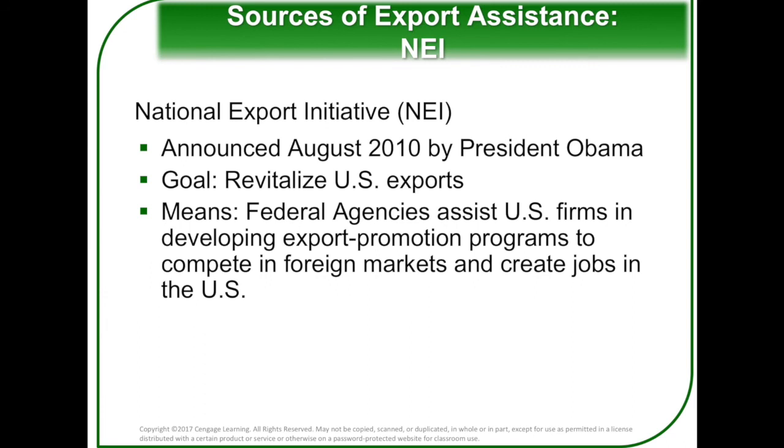National Export Initiative is called NEI. This was started up in 2010, announced by President Obama. What was his goal? Trying to revive U.S. exports. This, again, is right after the crash of '08. This is something that the President, Congress would hope would revitalize our economy, particularly U.S. exports. What this meant was the federal agencies in the United States need to get together and help and promote business in foreign markets that will help create jobs in the United States.